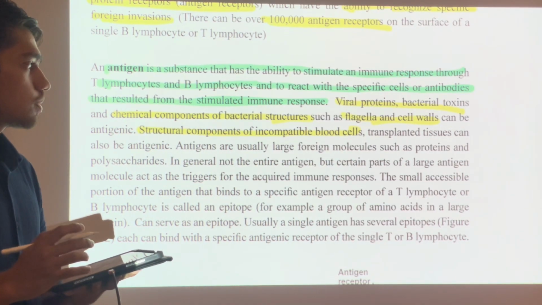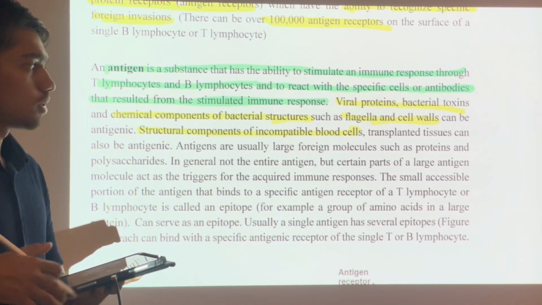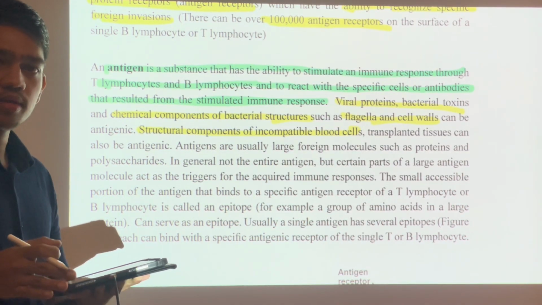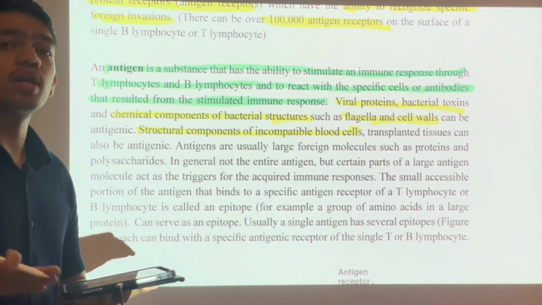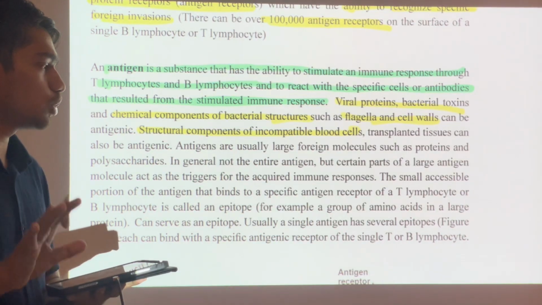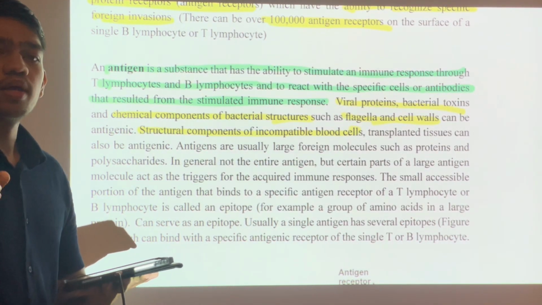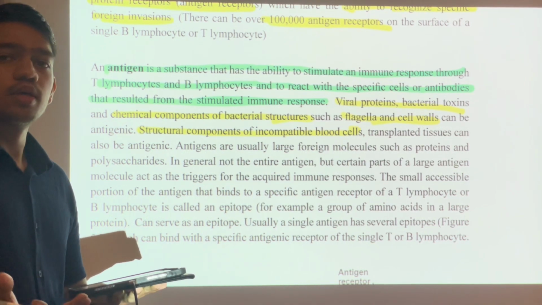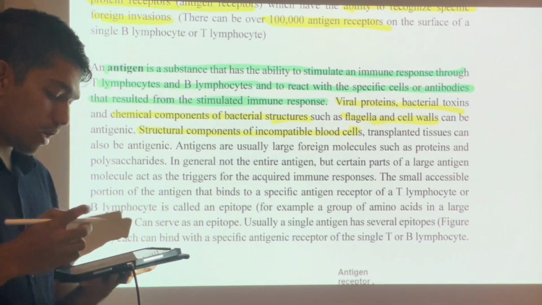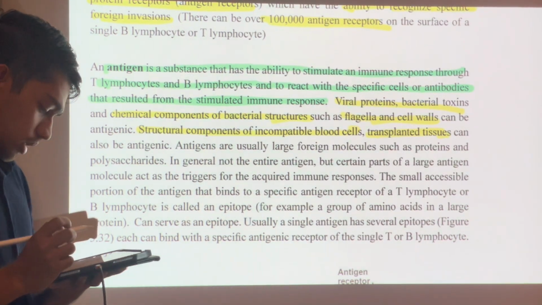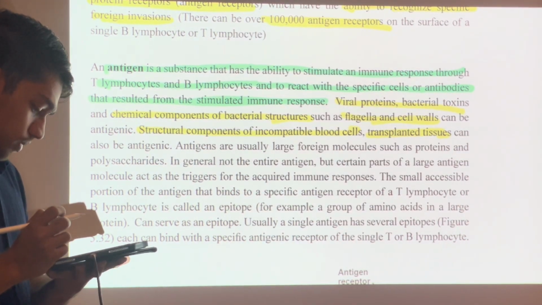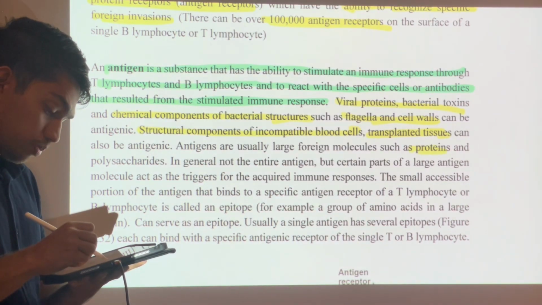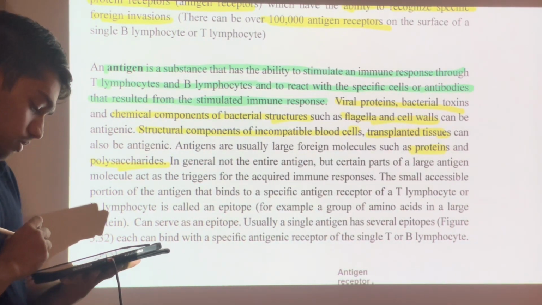And also transplanted tissues. You can transplant a kidney, a liver, a heart, many organs, and because it is taken from another person, those tissues contain a lot of antigens that are not recognized by the recipient's body. So they can be antigenic, right? Transplanted tissues. Okay, so antigens are usually foreign molecules such as proteins and polysaccharides, right?